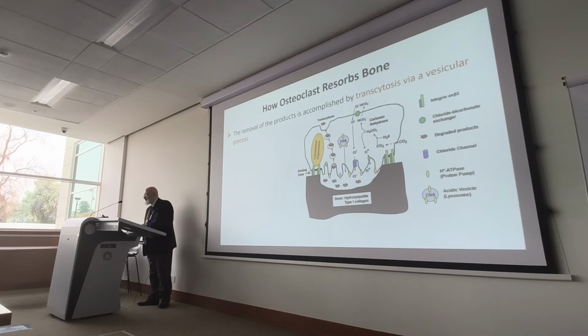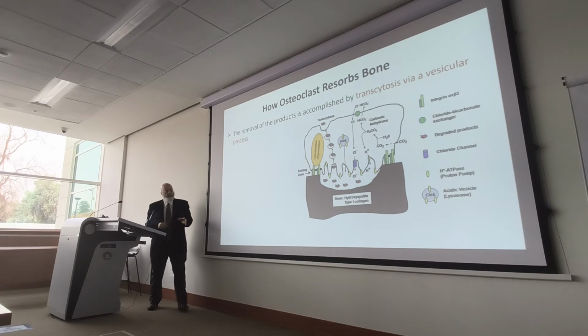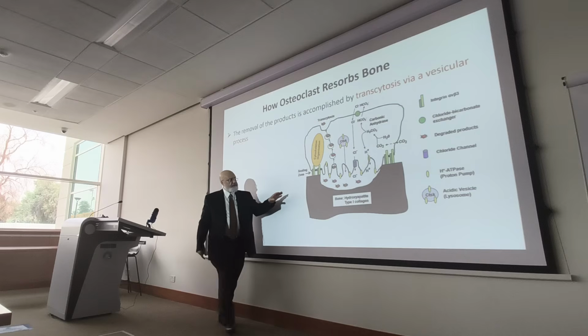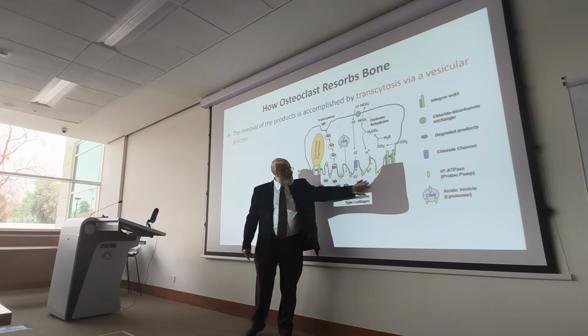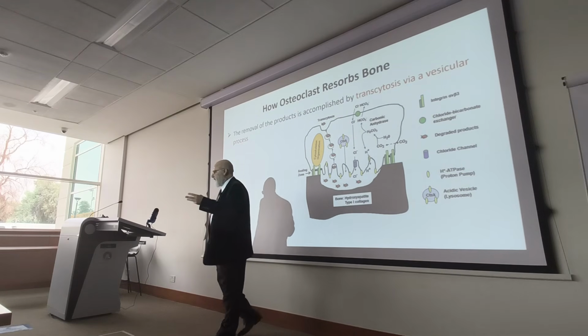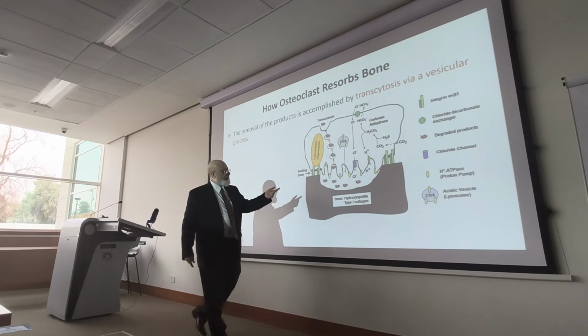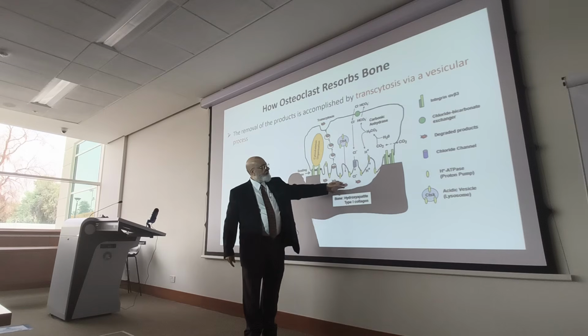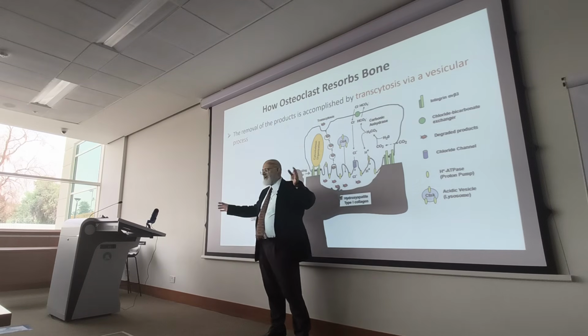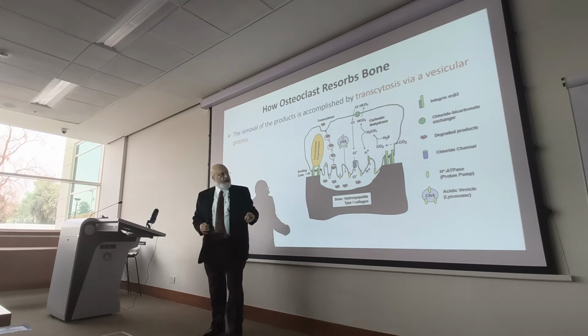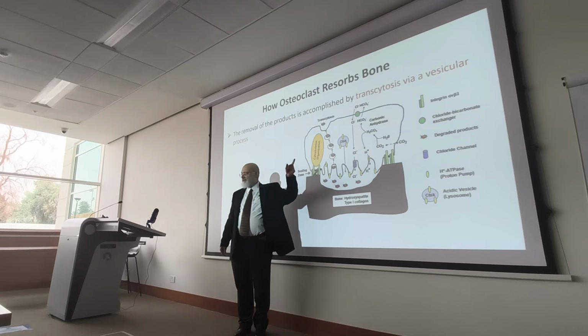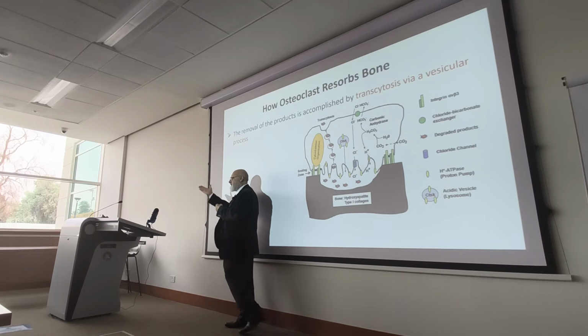Okay, the last process is called transcytosis. Now, all these products of the breakdown of the bone exist in the resorptive pit. Now we have calcium, we have phosphate, and we also have the broken down collagen. This will be transferred, because this area is sealed. We're not going to release anything to the environment. It has to be controlled. It goes through a process called transcytosis, transport through the cell.